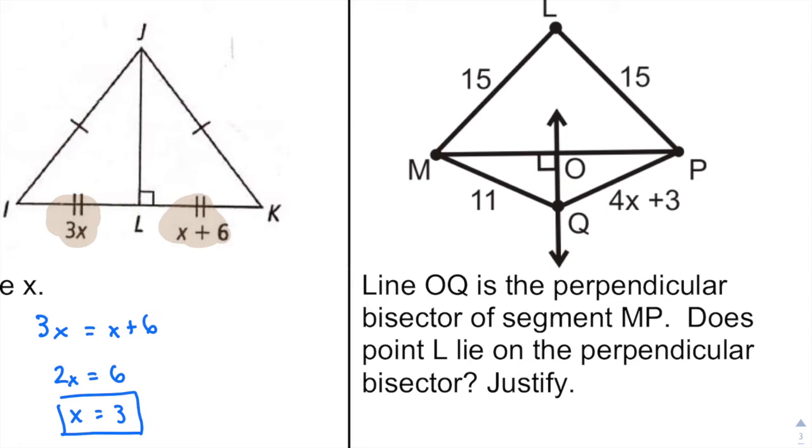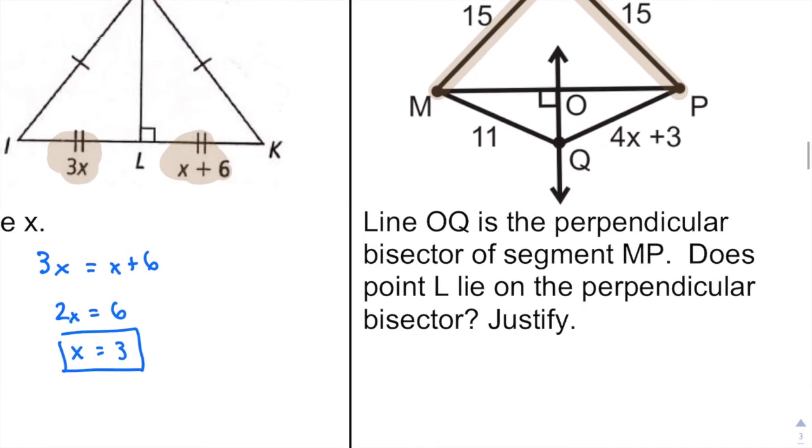Well, we notice that L is the same distance from M as it is from P. They're both 15 here. So because L is the same distance from M as it is from P, we know by the perpendicular bisector theorem, L must be on the perpendicular bisector.